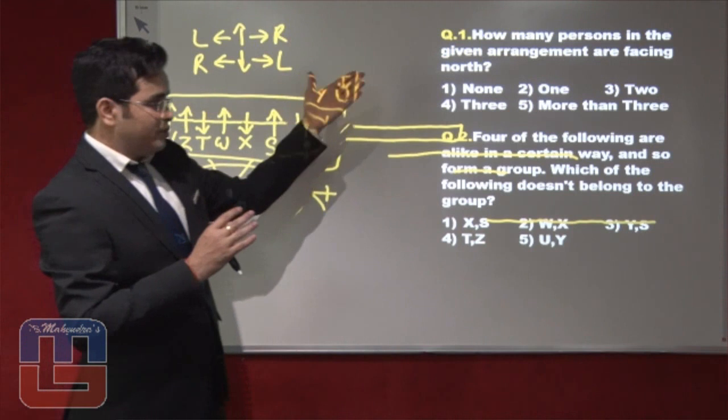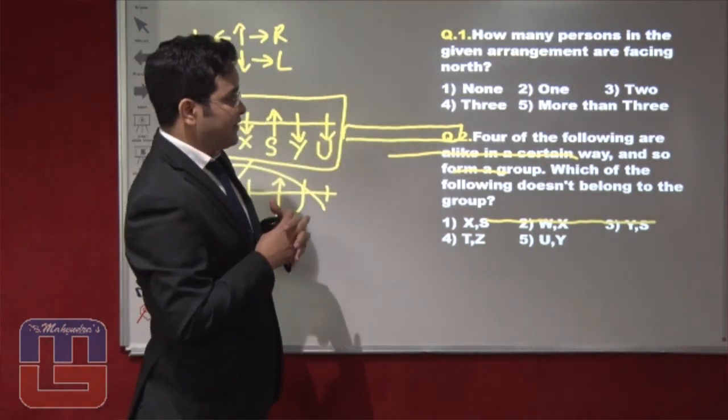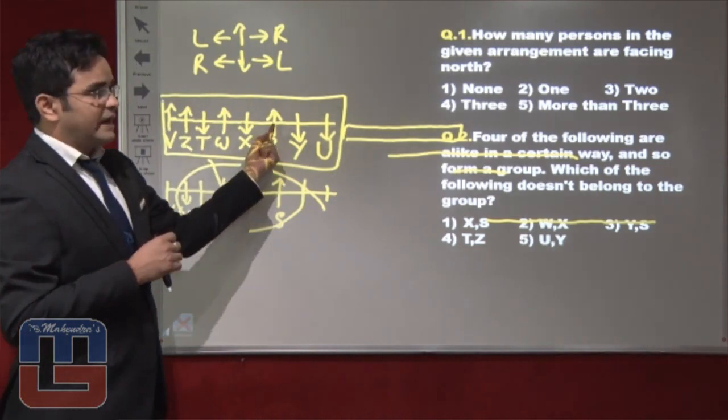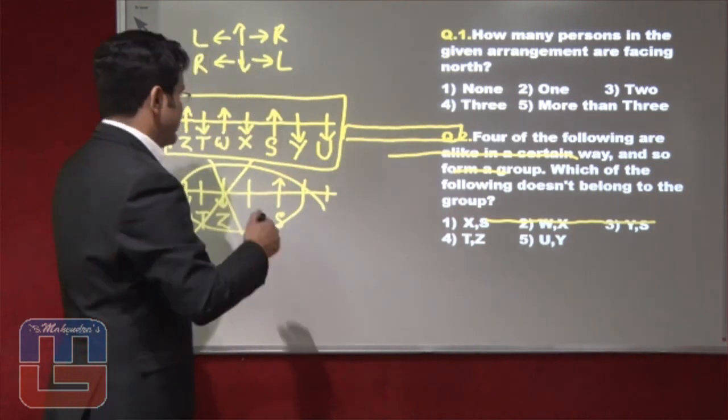Okay, so let's take the first question. How many people are facing towards north? We can check it. 1, 2, 3 and 4 are. It means that the fifth option is going to be your answer.